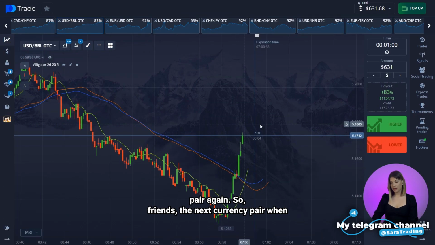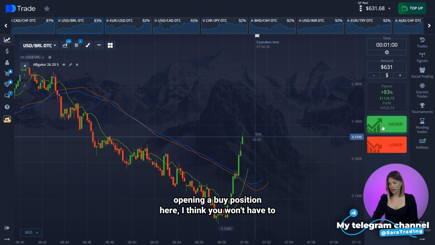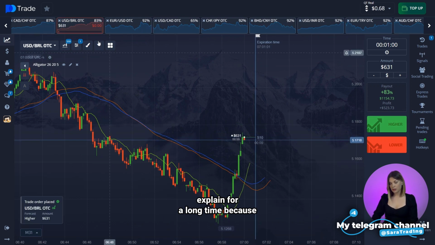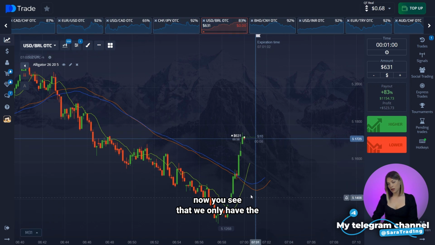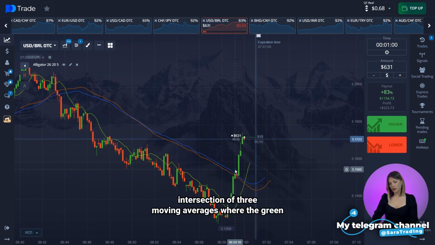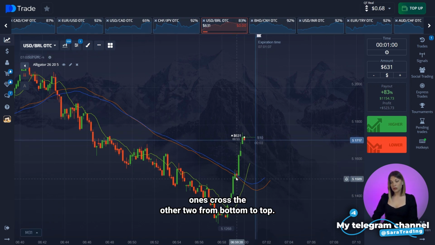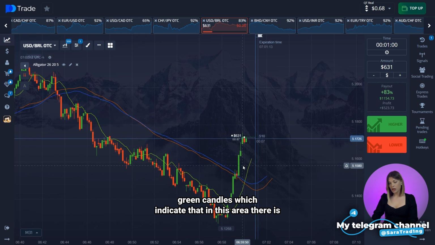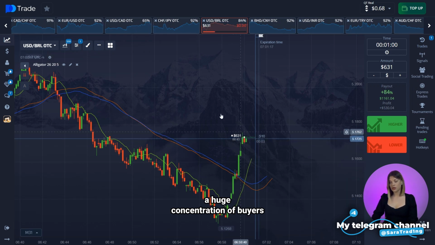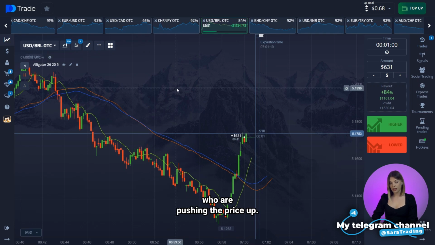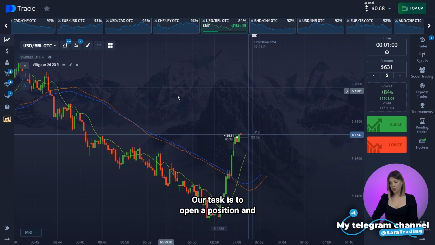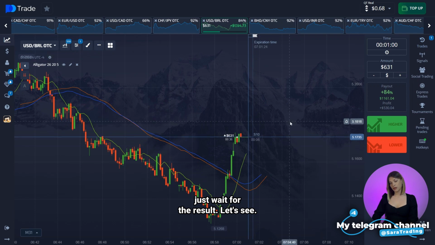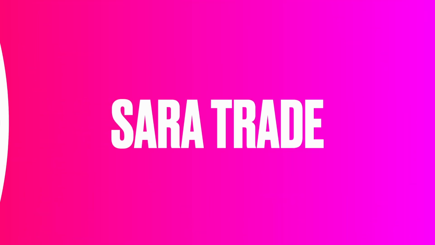So friend, the next currency pair, when opening a buy position here, I think you won't have to explain for a long time, because now you see that we only have the intersection of 3 moving averages, where the green one crosses the other 2 from bottom to top. This is a signal to buy. Besides, we have quite huge green candles, which indicate that in this area there is a huge concentration of buyers who are pushing the price up. Our task is to open a position and just wait for the result. Let's see.